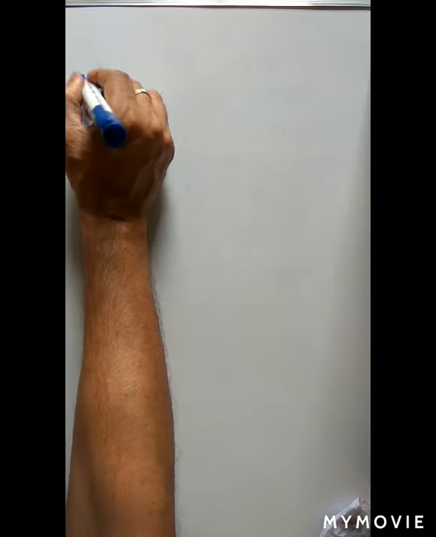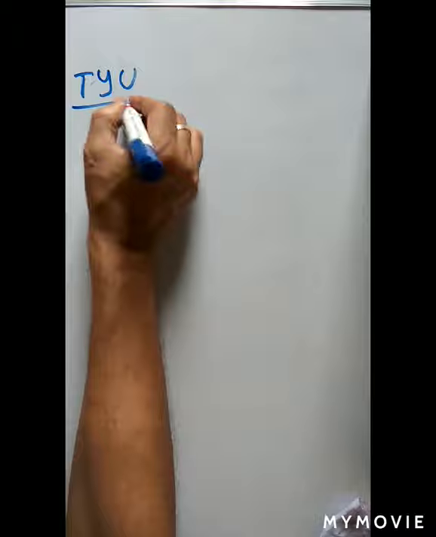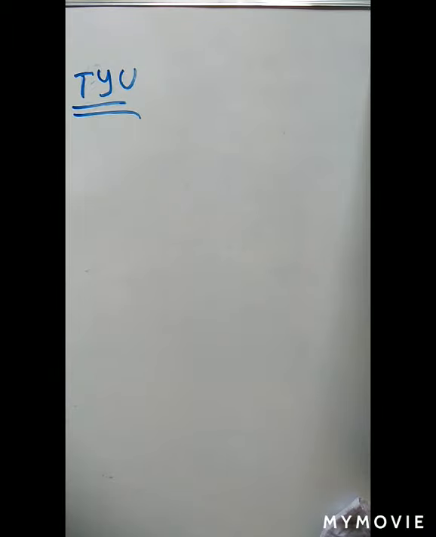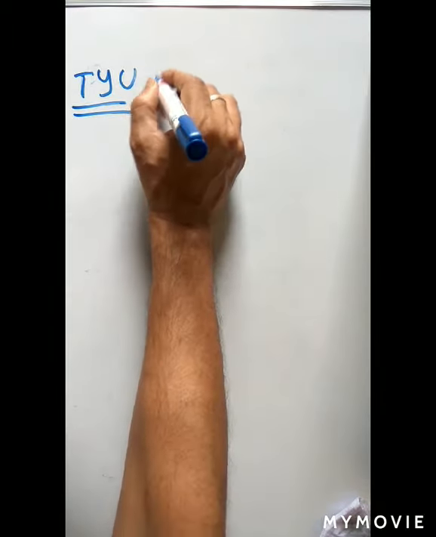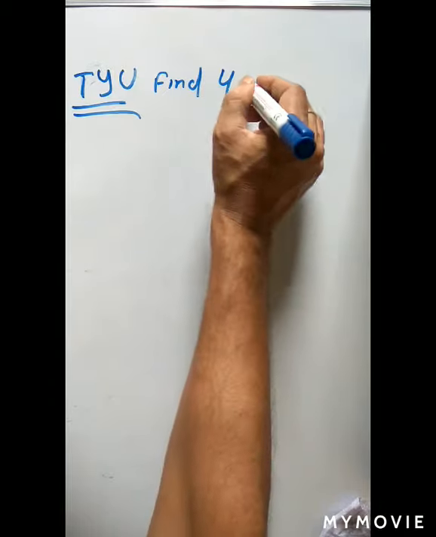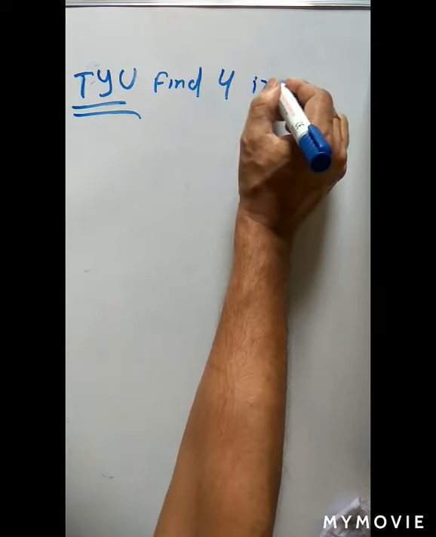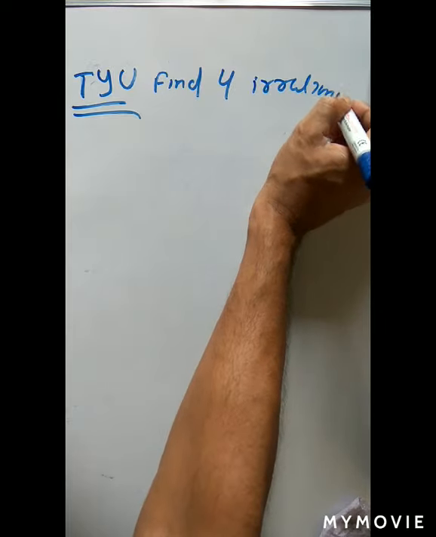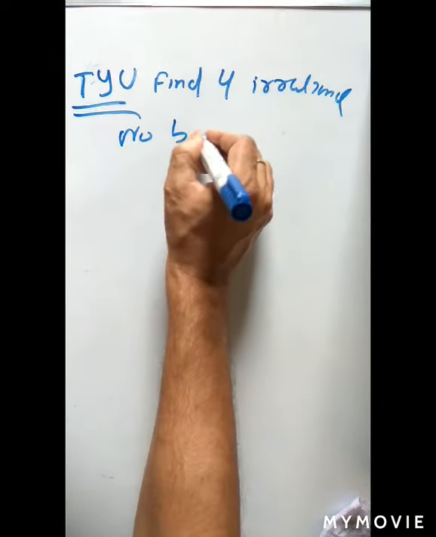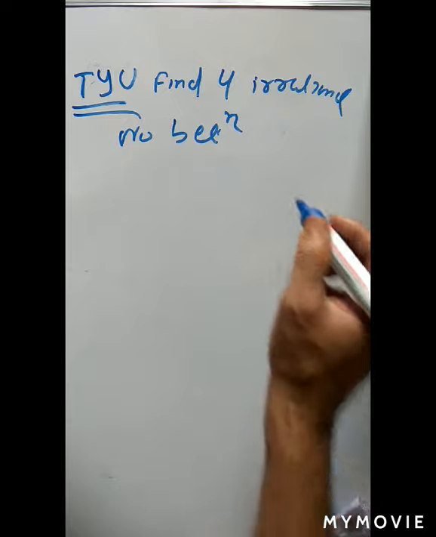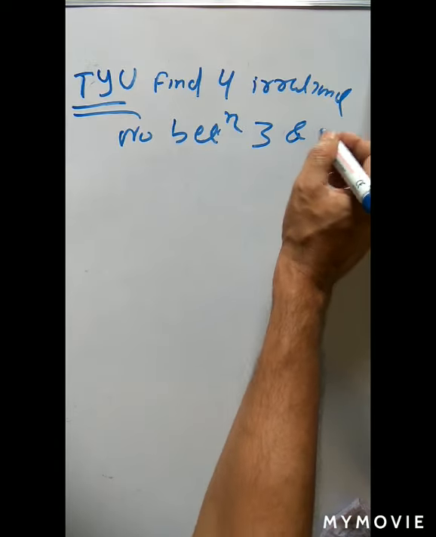So now we will start method 2. But for your understanding, you take a homework. The question is, find 4 irrational numbers between 3 and 5.